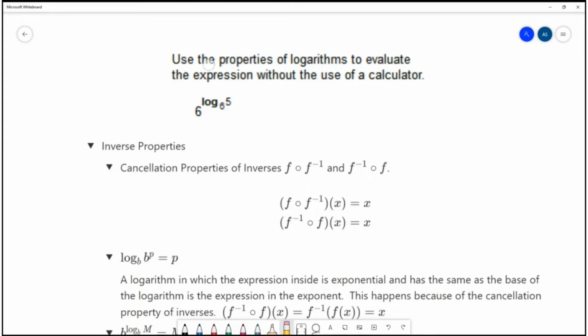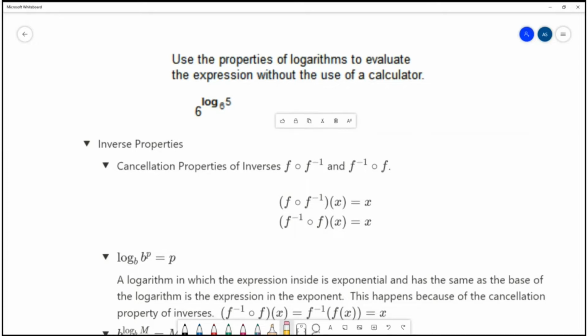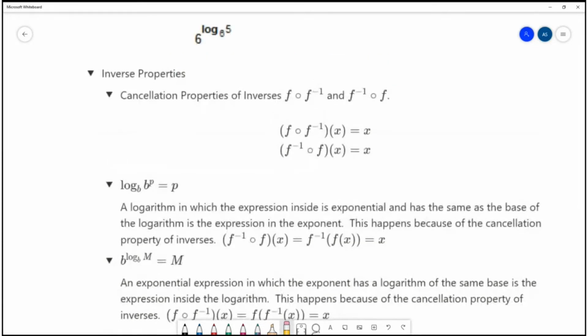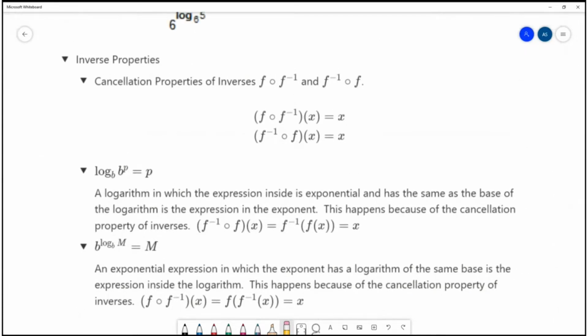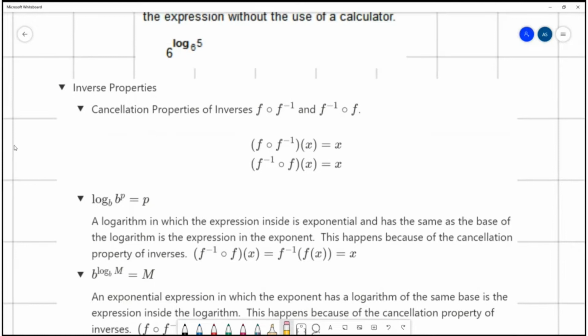On this question, we want to use the properties of logarithms to evaluate the expression without the use of a calculator. So to explain this problem, I took a screenshot from our notes. And the background on this problem involves inverse properties. So this is something from an earlier chapter.